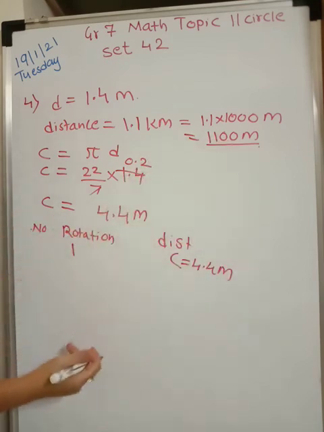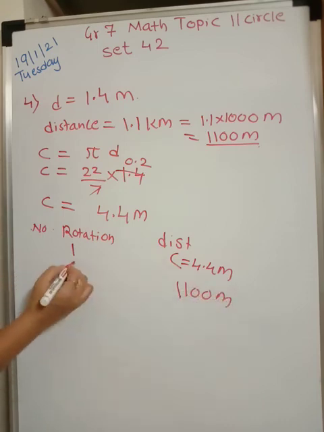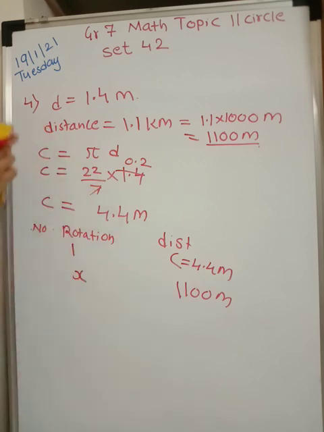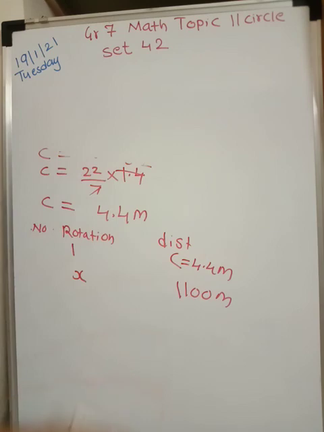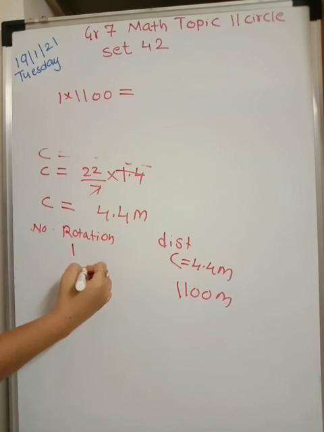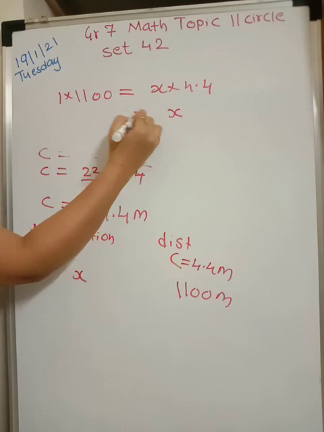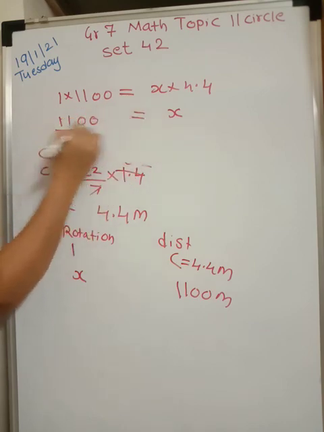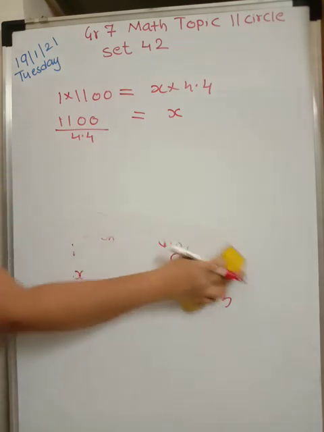Now how many meters has the cart traveled? The wheel has traveled 1100 meters, which is equal to how many rotations? So you are going to cross multiply. I hope you are understanding. I'll write here x. Now please pause the video and take down all the steps. Now see, if we cross multiply, we get 1 into 1100 is equal to x into 4.4. We have to find the value of x. So x will be 1100 upon 4.4. Is this clear? That will give you the number of rotations.